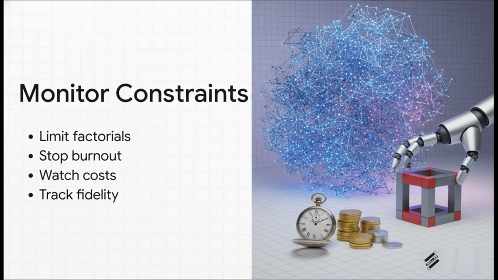So here's a quick checklist for evaluating task risk versus AI capability. First, limit your factorials to just 2 or 3 factors. Second, proactively stop participant burnout. Third, keep a very close eye on recruitment feasibility and your costs. And fourth, strictly track your team's actual expertise and fidelity. A simple, well-implemented design always, mathematically, beats a complex, poorly executed one.